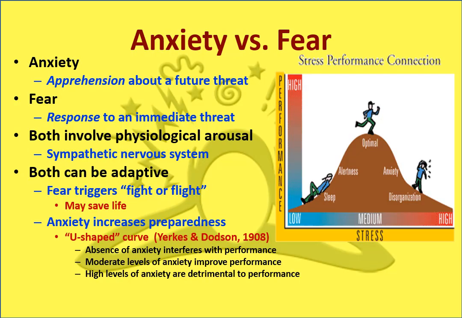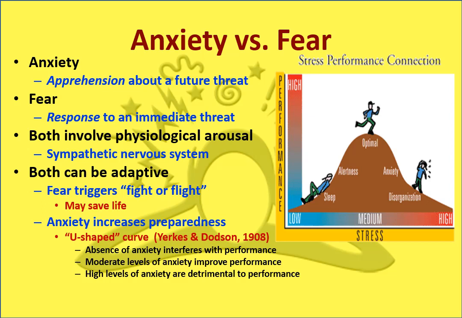Then let's look at anxiety and fear. So anxiety is apprehension about something that could happen in the future. Fear is a response to something that's happening right now. It's immediate. They both involve the sympathetic nervous system and have similar somatic physiological arousals. Both can be adaptive.